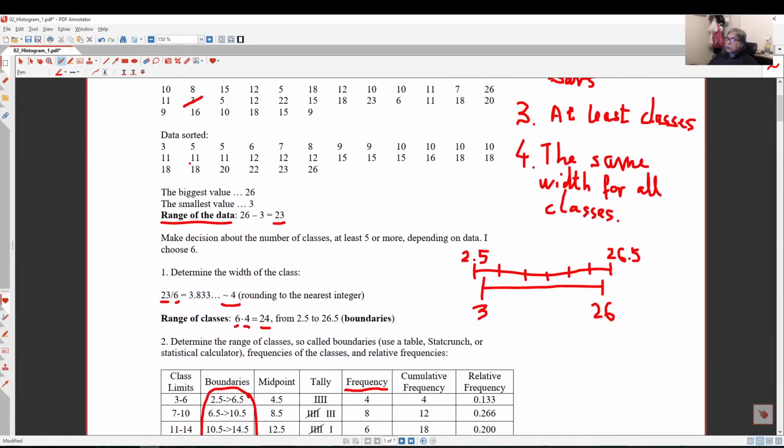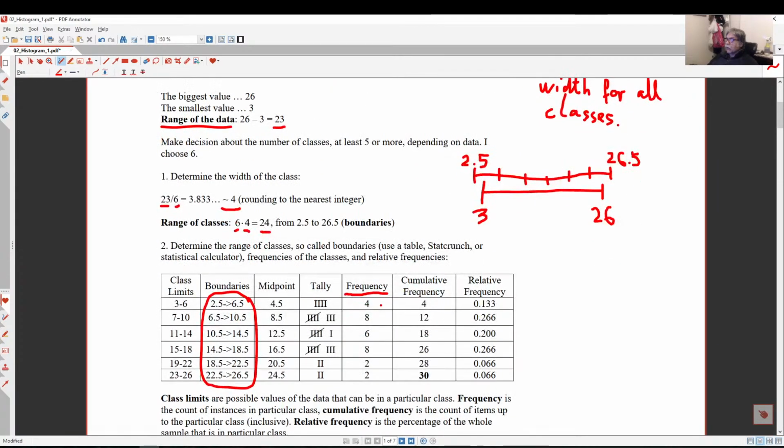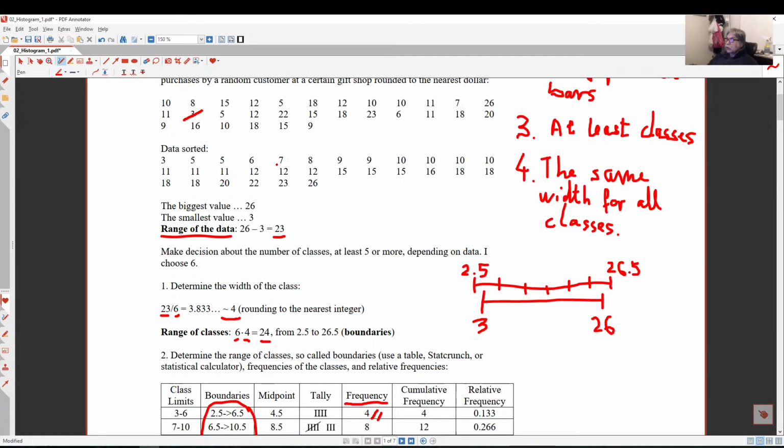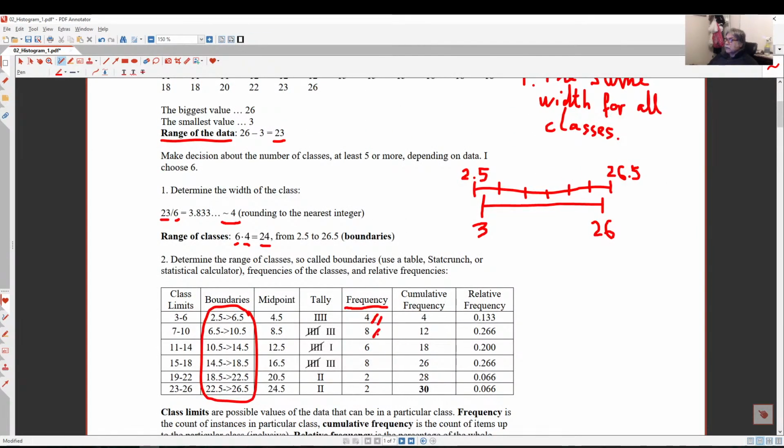So if I go to the sorted data, I can see that I have 3, 4, 5, or 6 in the very beginning here: 3, 5, 5, 6. The frequency of this class is therefore 4. The next class, the boundaries between 6.5 and 10.5, will have items between 7 and 10, as in 7, 8, 9, and 10. And again, the count ought to be visible in your sort: 7, 8, 9, 9, 10, 10, 10, 10. That is a total of 8. The frequency of the second class is 8.